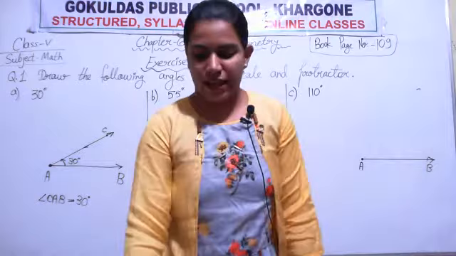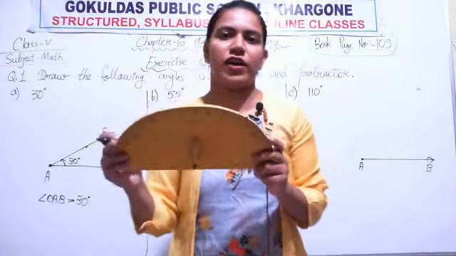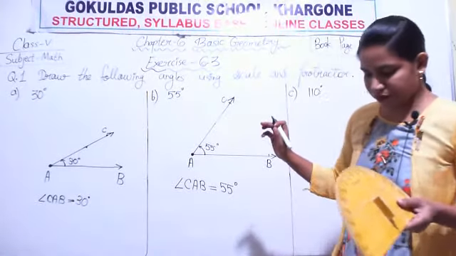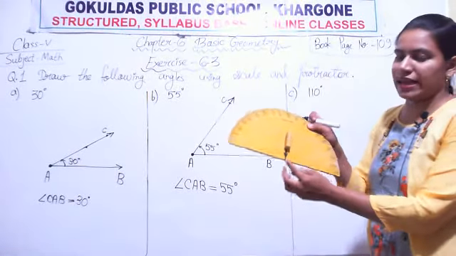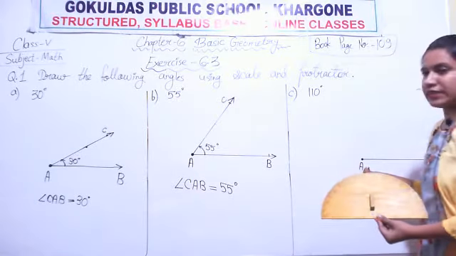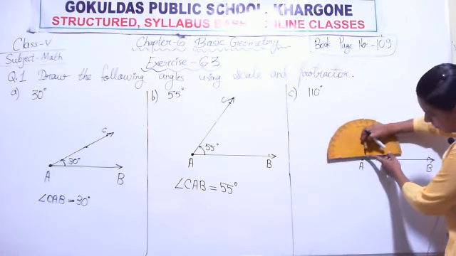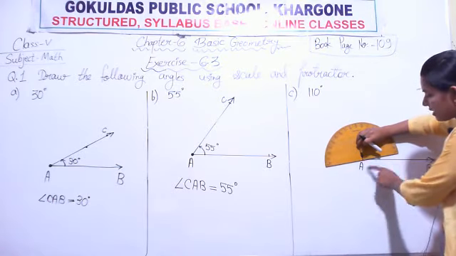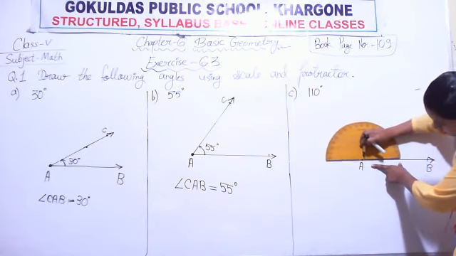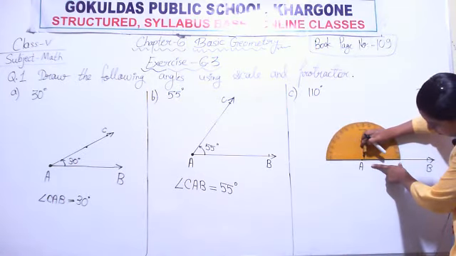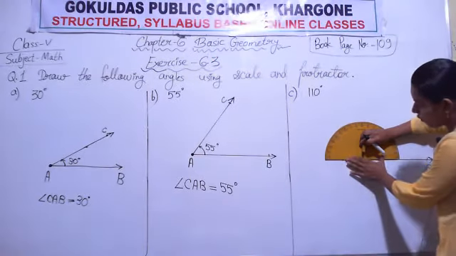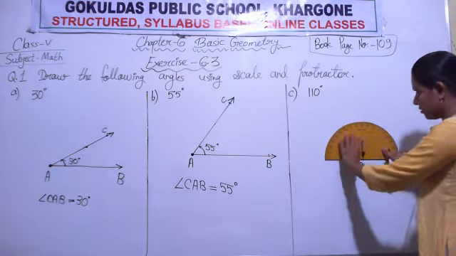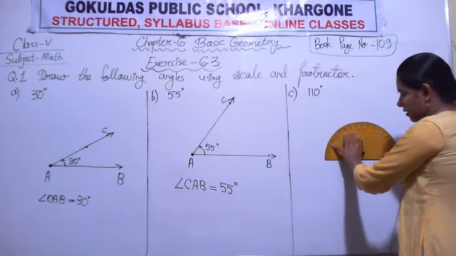Okay. Now next step. For step 2 we will require a protractor. What will we do? We'll keep the center of the baseline on point A. So I am keeping the center of the baseline on point A. Now coincide your baseline with ray AB. So I coincide now. This is how we coincide: center on point A and coincide the baseline with AB.